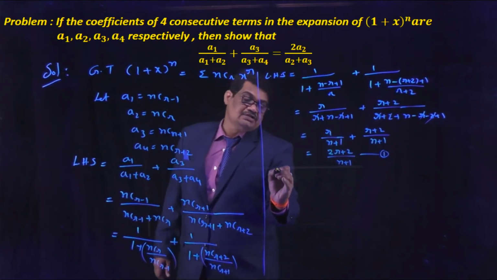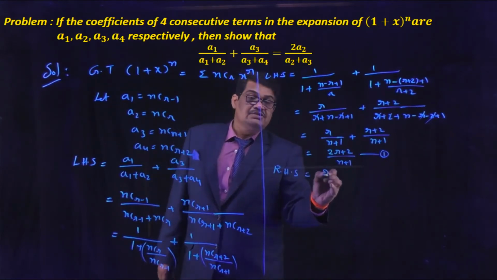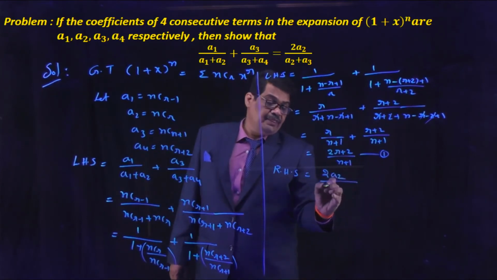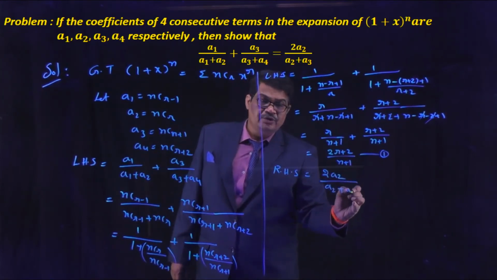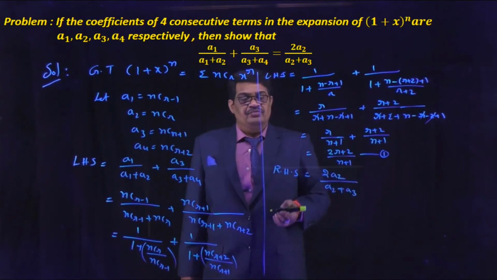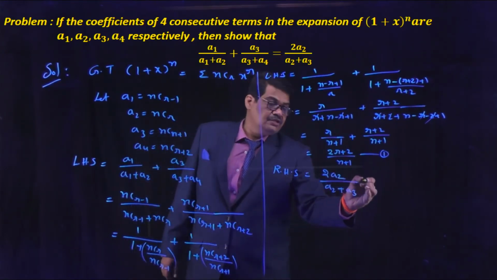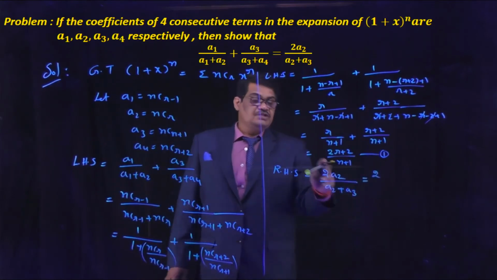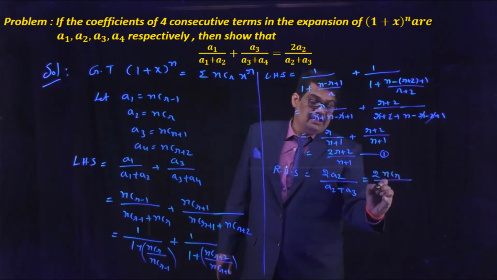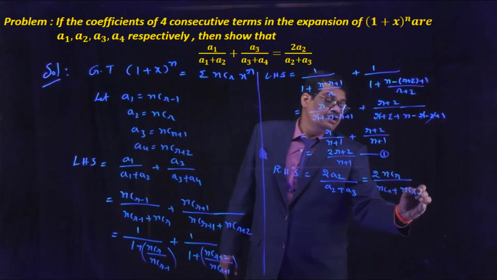What is the RHS of our proving result? The RHS is a2 by a2 plus a3, that is 2a2 by a2 plus a3. That is the RHS term. So now we are writing that is equal to 2 into, what is a2? a2 is nCr, and a3 is nCr plus 1.